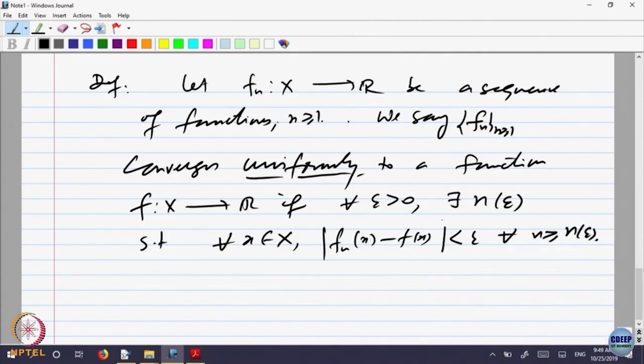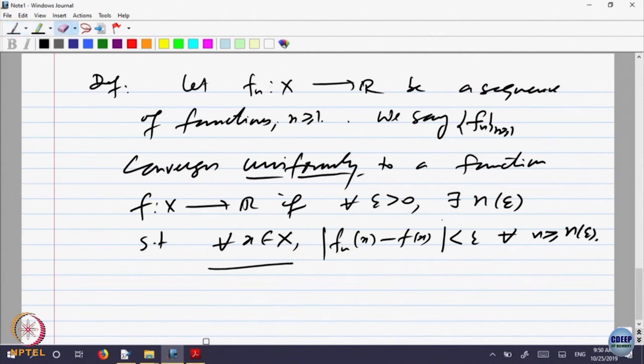So, what we are saying is convergence of f_n(x) at any point brings it closer to f(x), and that closeness is not affected by the point x. So, the same stage works for all the points, right. So, for every x this is true, okay.